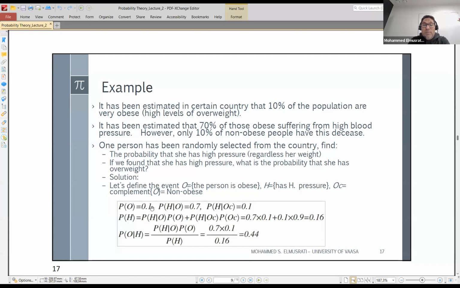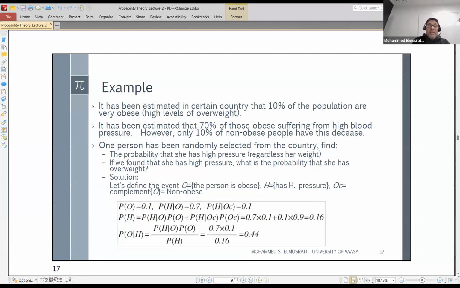So the rest of the people, 90% of the people, will not have overweight. So in this case, it will be multiplied by 0.9 and the result will be 0.16. So 16% that this woman will have overweight. So this is in general the probability. In other words, it means that out of 100 tested persons, we will have 16 of them with overweight.